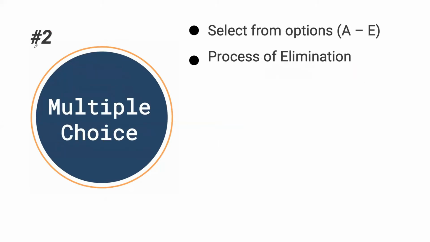All right, number 2 is the multiple choice question type. Now, most people are probably very familiar with this question type because it's quite prevalent in the academic setting and in university. So basically, you know, you have to select from options. In the exam, you can have options up until E, so you can have A through E. And you'll have to use process of elimination here. So let's look at an example.